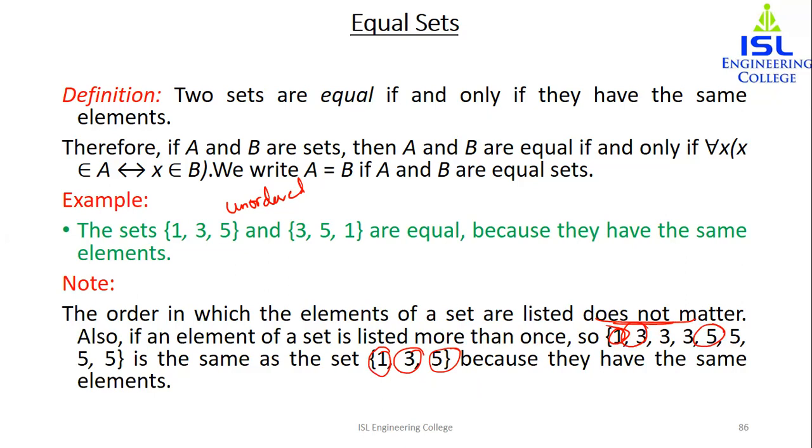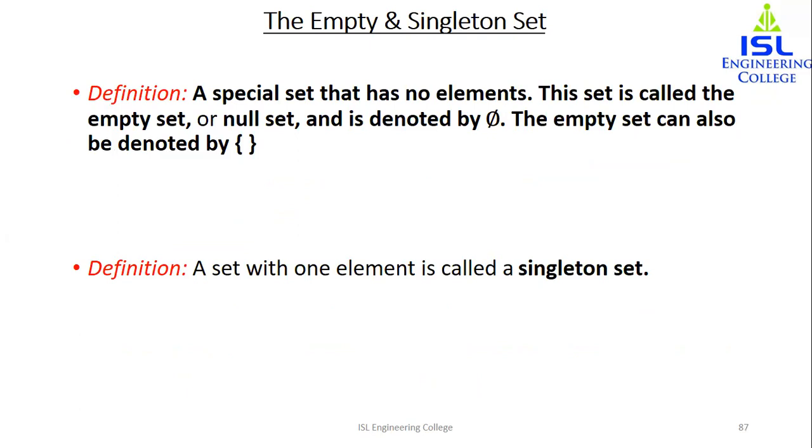Next topic will be empty and singleton set. As the name itself specifies, an empty set won't have any element. A special set that has no elements is called an empty set, and it is also called a null set, and it is denoted by this symbol which is read as phi. The empty set can also be denoted by a pair of empty brackets. Okay, and what is an empty set example?